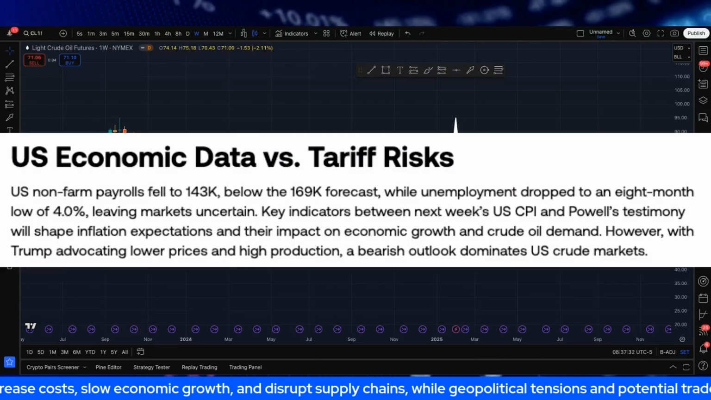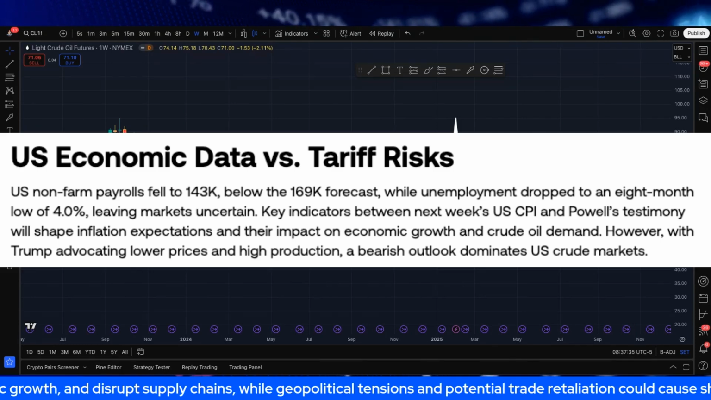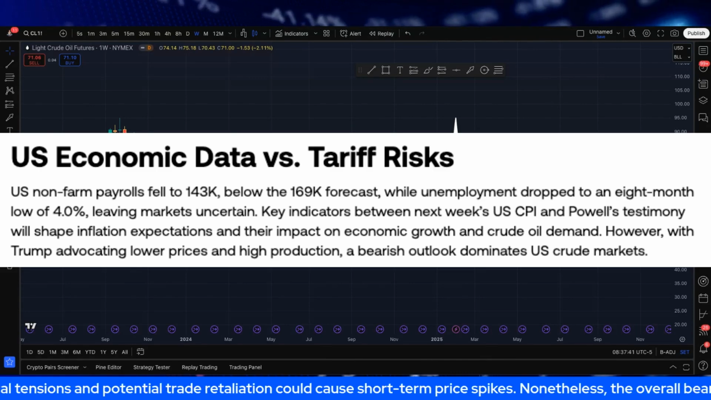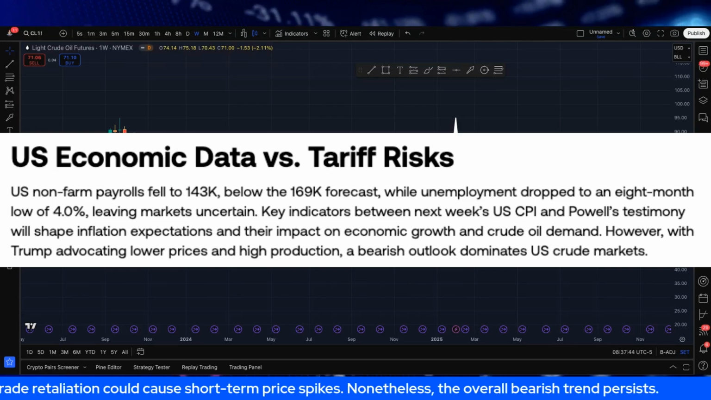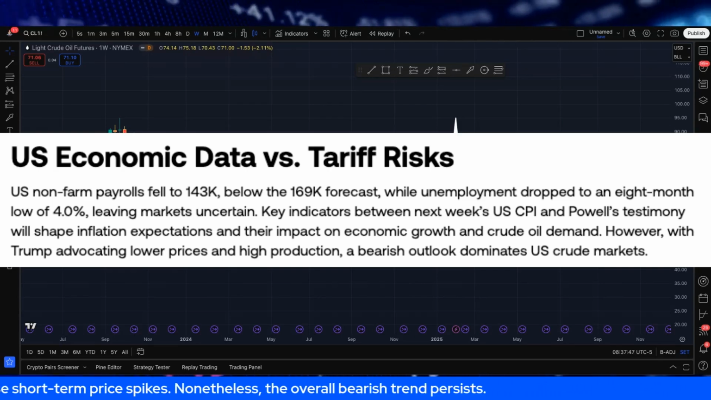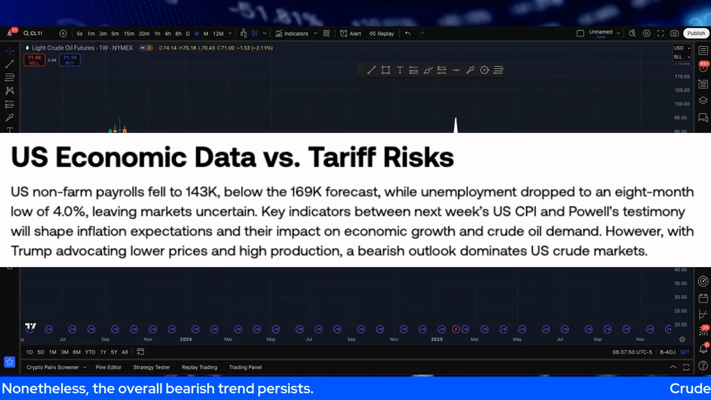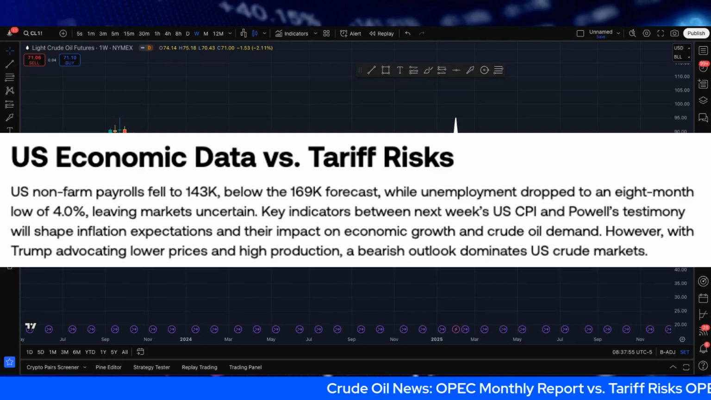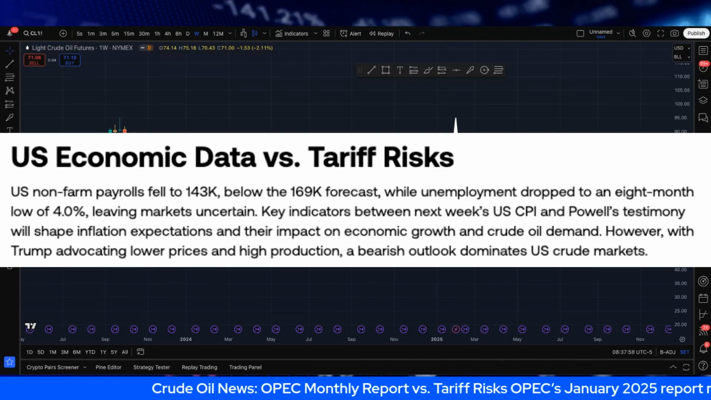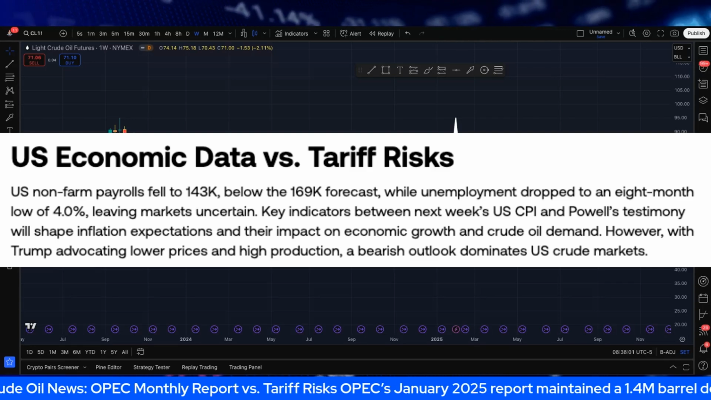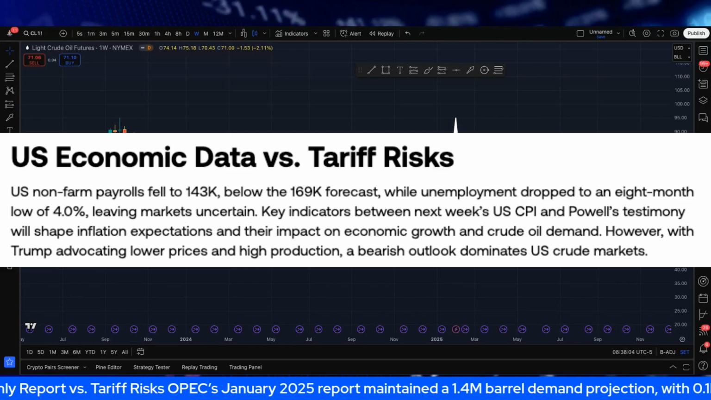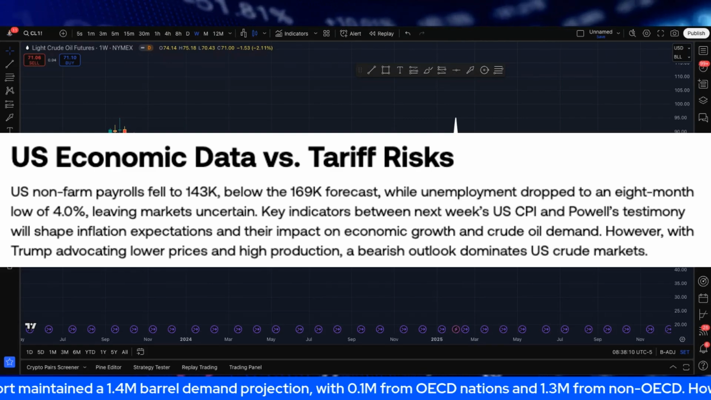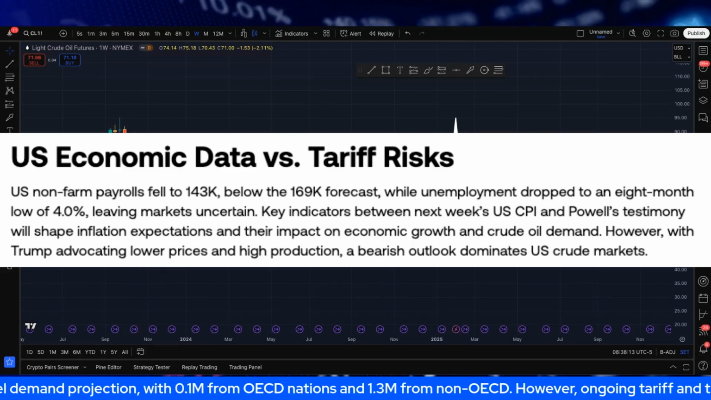Let's look at a couple of the key headlines that we definitely want to pay attention to. Now, we did have the U.S. non-farm payroll, which did fall to 143,000, below the 169,000 forecast, while unemployment dropped to an 8-month low of 4%, leaving the markets uncertain. Key indicators between next week's U.S. CPI and Powell's testimony will shape inflation expectations and their impact on economic growth and crude oil demand. However, with Trump advocating lower prices and higher production, a bearish outlook dominates U.S.